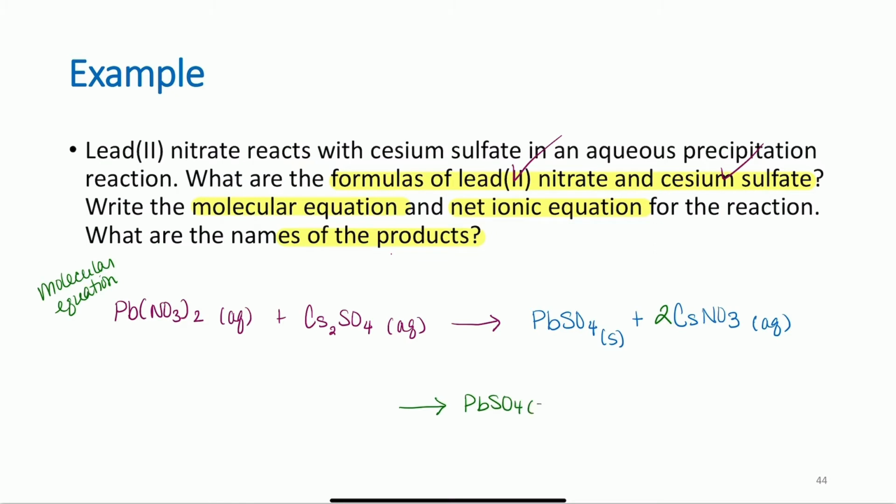So PbSO4 is being formed from a sulfate ion and a lead 2 plus ion. This is my net ionic. Add names of products. This is lead 2 sulfate, and this is cesium nitrate. And that answers our question.